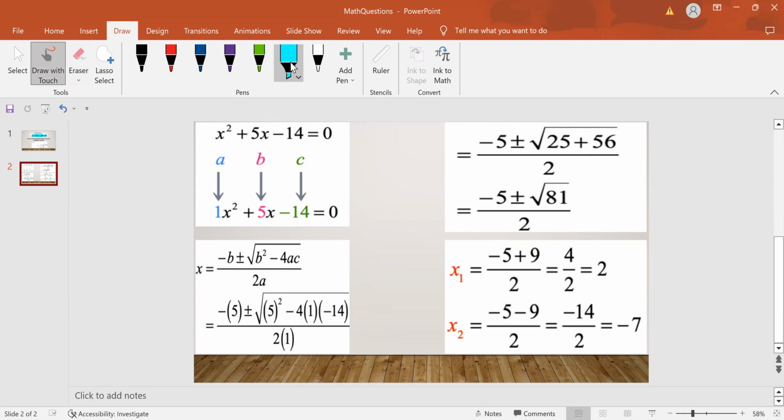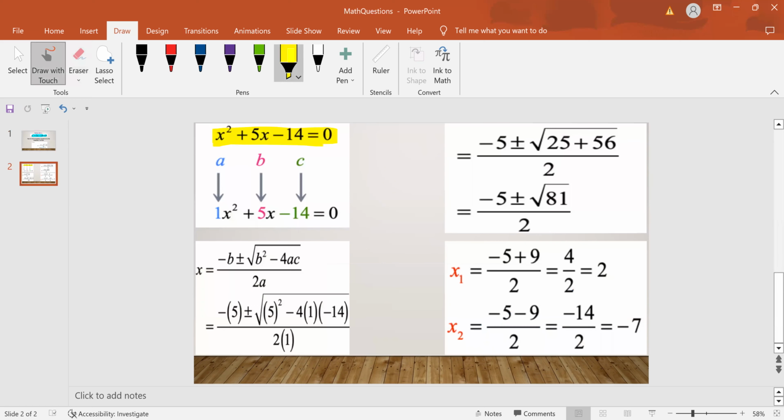So the equation again is what we have on top here: x squared plus 5x minus 14 is equal to 0. And we're going to match that to ax squared plus bx plus c, which is equal to 0. So a is what? 1. That number in front of the x squared.